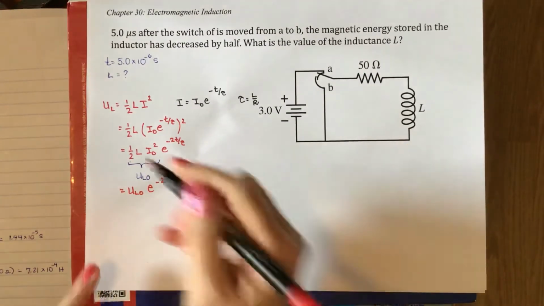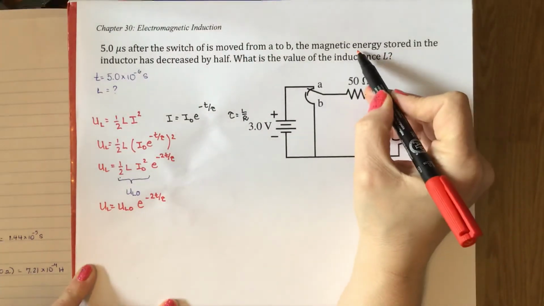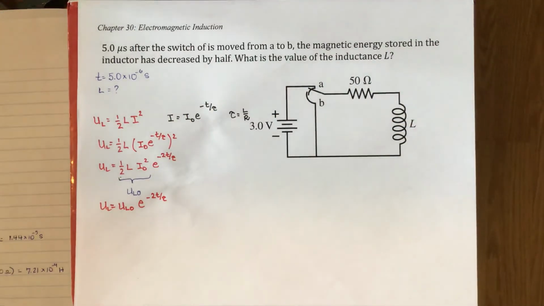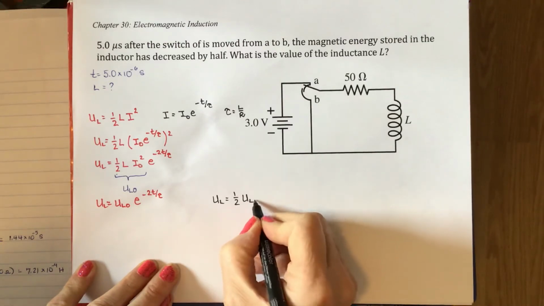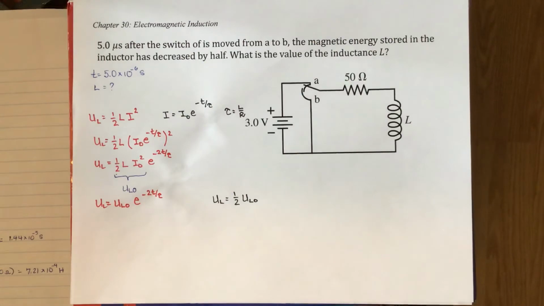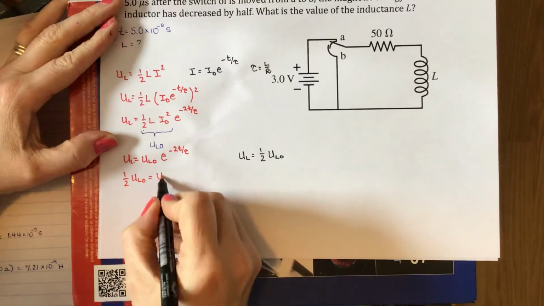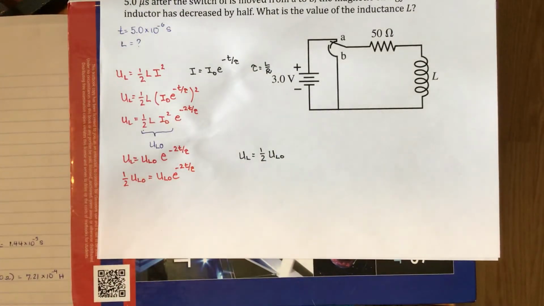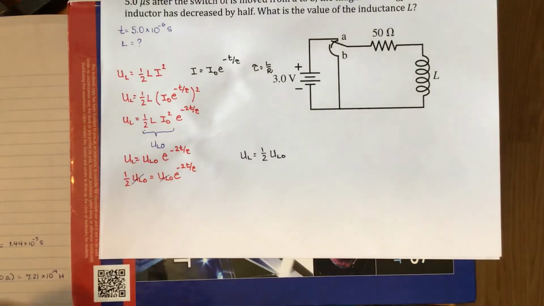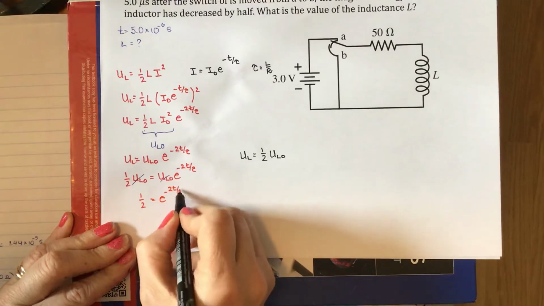Okay, where am I going to go from here? Why don't I fill in my ULs on the other side too? Well, the next place I'm going to go is that it says the magnetic energy stored in the inductor has decreased by half. So that means that at the time we're talking about, at our 5 microseconds, UL equals 1/2 of the initial energy, UL0. Let's fill that part in next. So 1/2 of UL0 equals UL0 e to the minus 2t over tau. I feel like we're getting somewhere now. We've got that initial energy on both sides. That can divide through. 1/2 equals e to the minus 2t over tau.